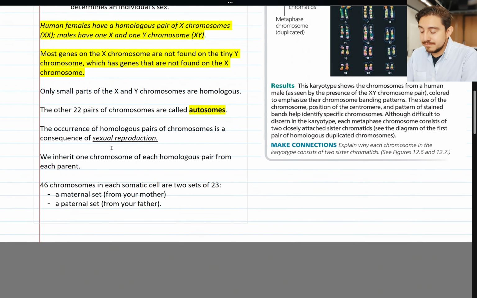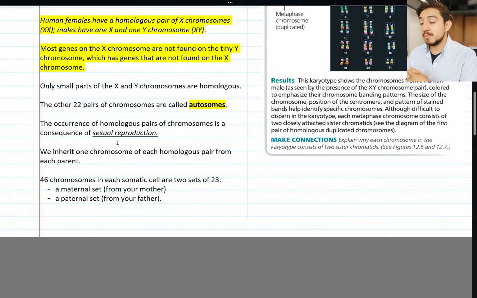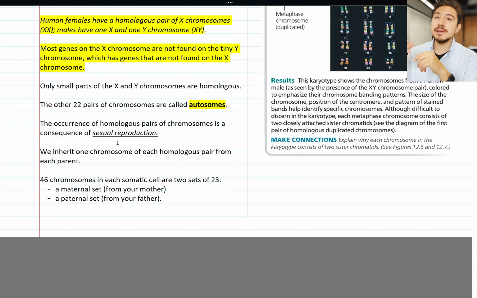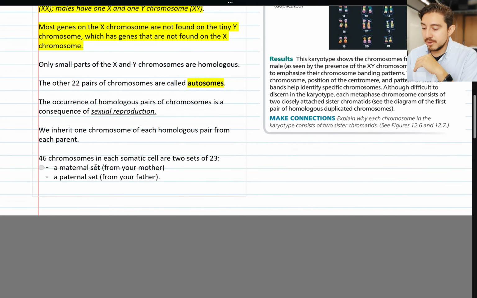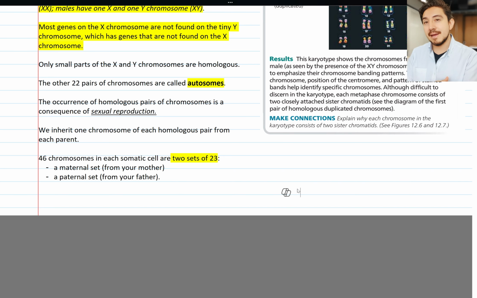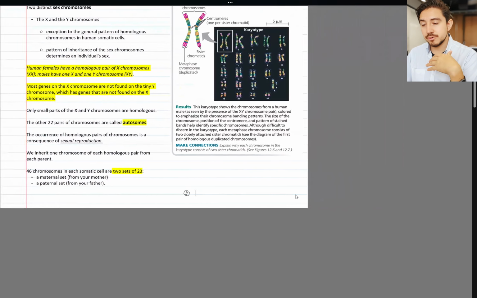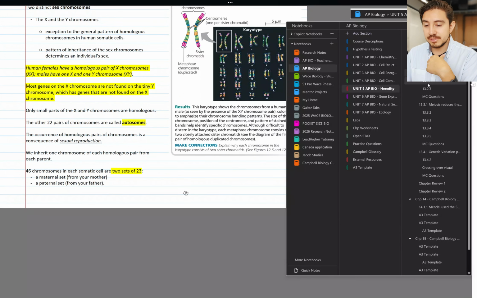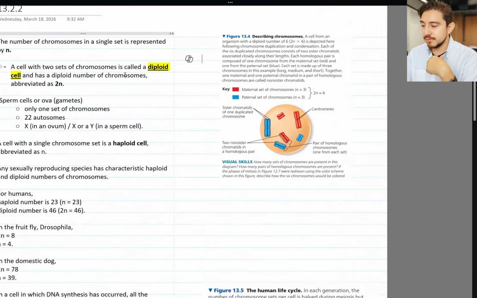Okay. And then the occurrence of homologous pairs of chromosomes is a consequence of sexual reproduction. Again, you're getting chromosomes from the father and from the mother. They're fusing together. Okay, so now we're adding a little bit more complexity here. Not too much. So we have 46 chromosomes, like I mentioned before, but they're organized into 23 pairs. Okay, a maternal set and a paternal set.